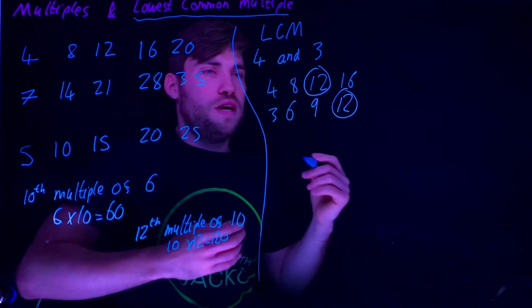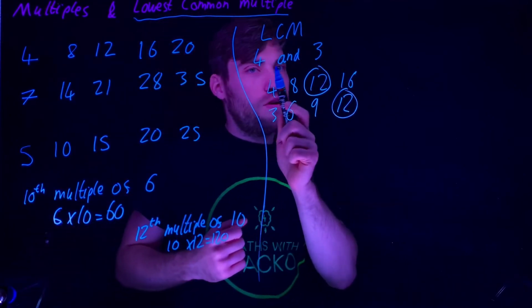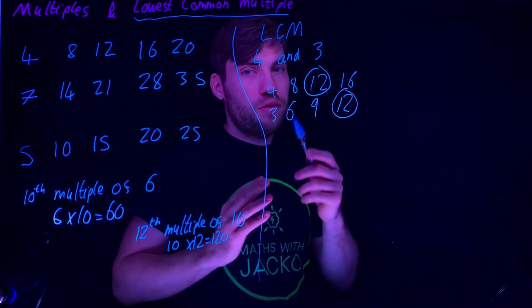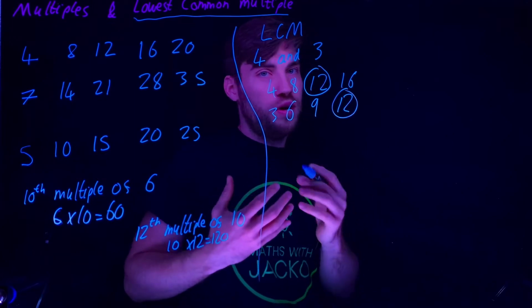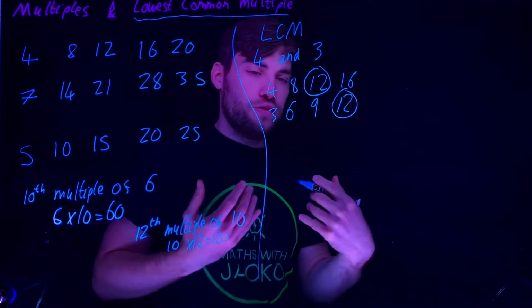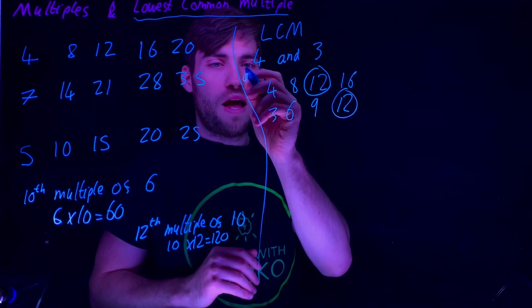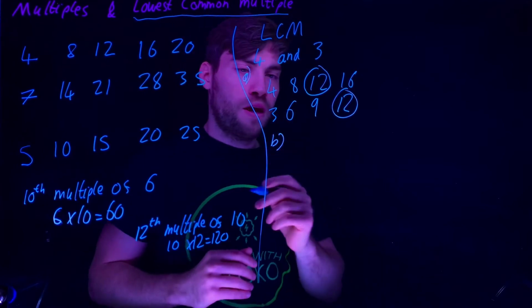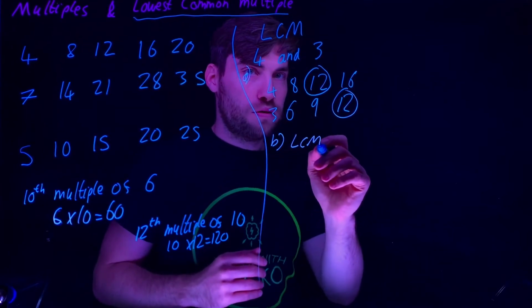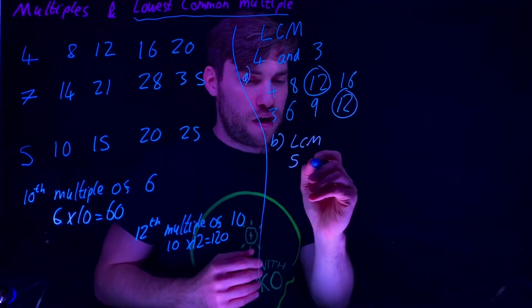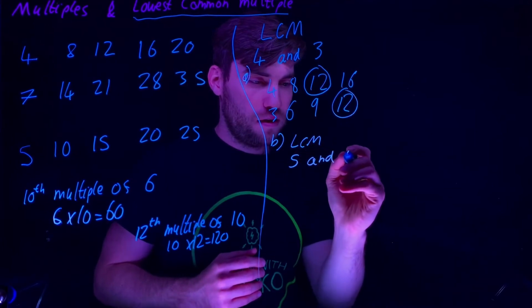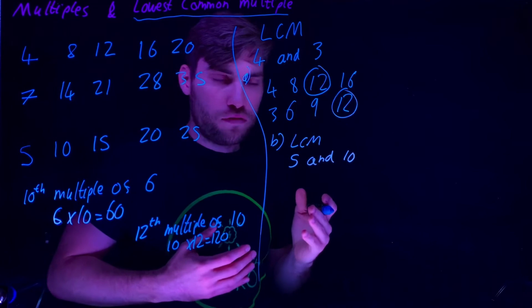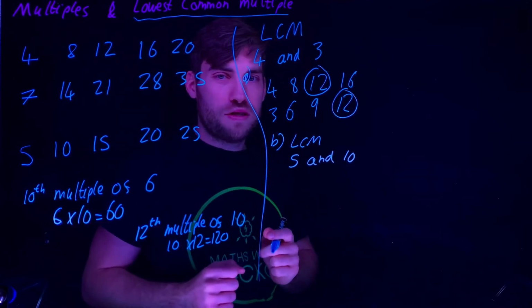Now let's do the same again. However, coincidentally, 4 times 3 is also 12. But you can't always do that. That's not always the lowest. It works in this instance, but not all of them. So for example, let's call that A. Let's do B. I want the lowest common multiple of 5 and 10. So pause the video to get the lowest common multiple of 5 and 10.